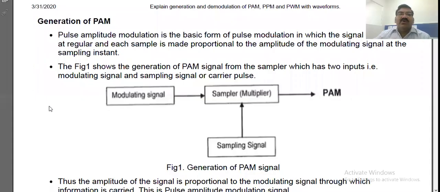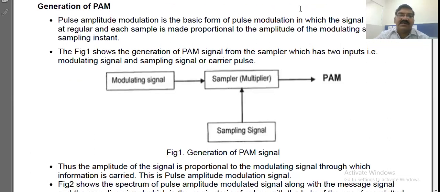So we will go for the next topic, that is pulse amplitude modulation. This is how pulse amplitude modulation is generated. Now here, this is the block diagram. This is a simple block diagram of how you can generate it.